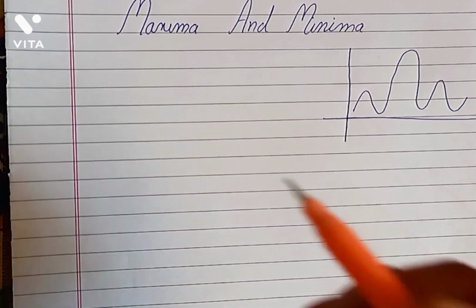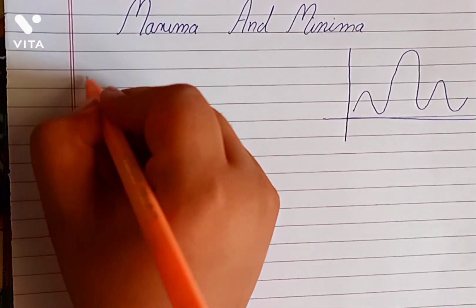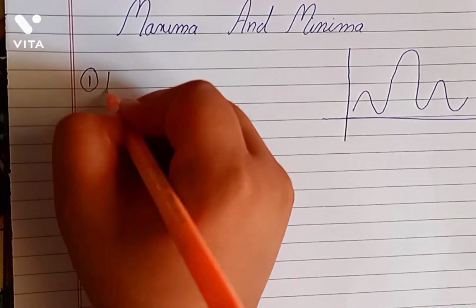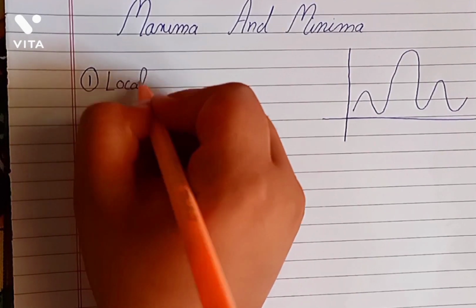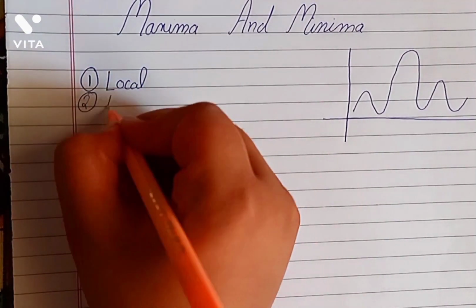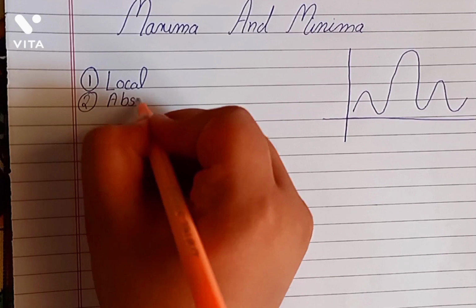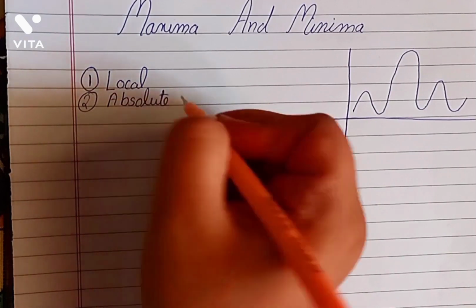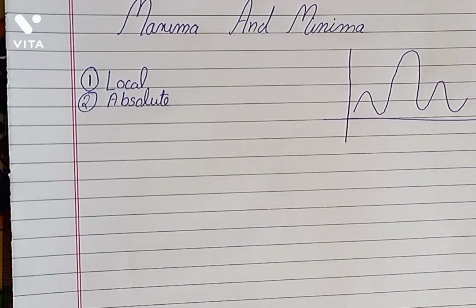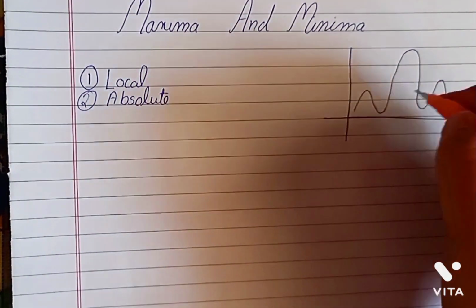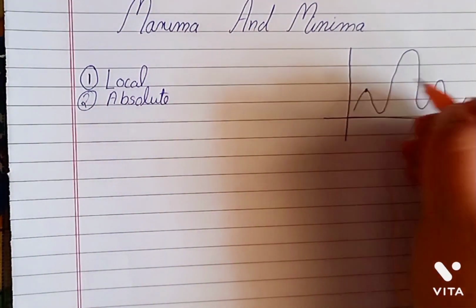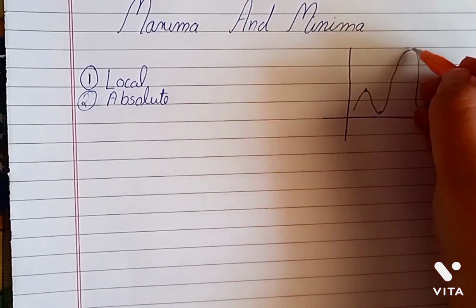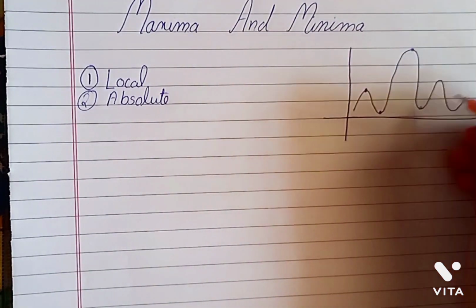There are two types of maxima and minima. The first type is local and the second type is absolute. So there are local maxima and minima and absolute maxima and minima. You could see a graph over here. These are the points where you could attain a maximum or minimum.